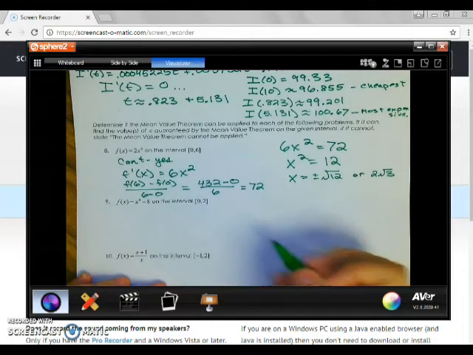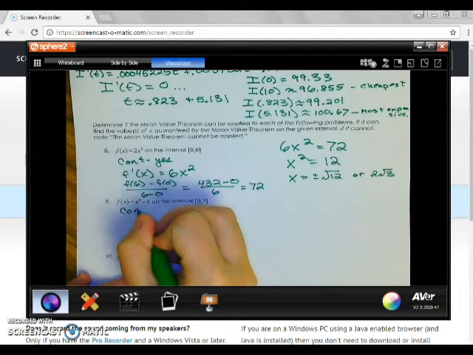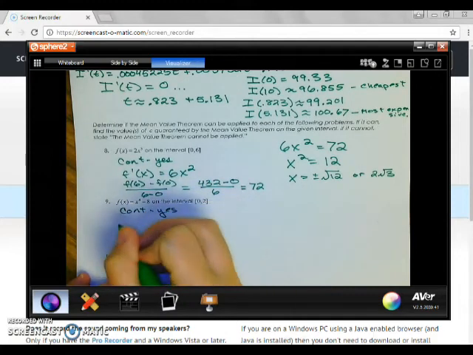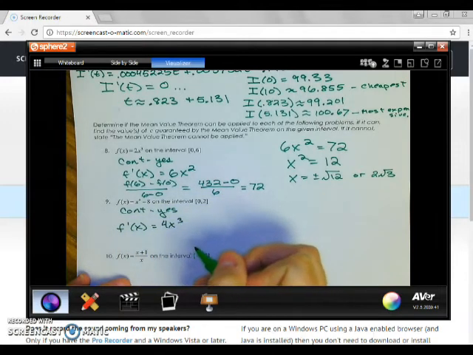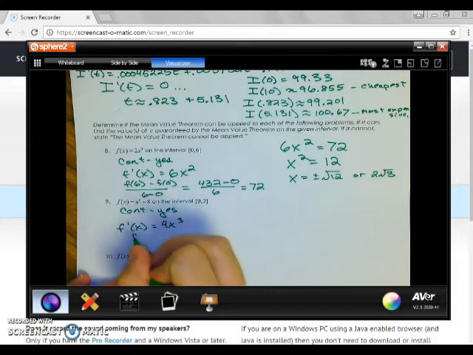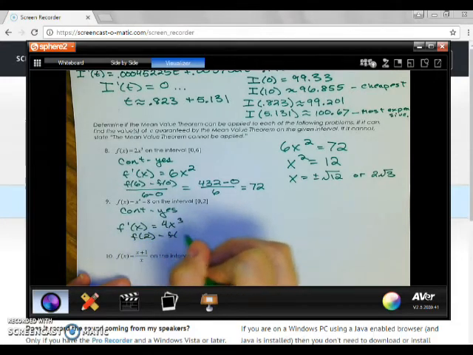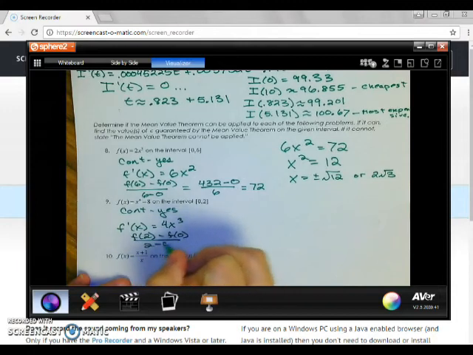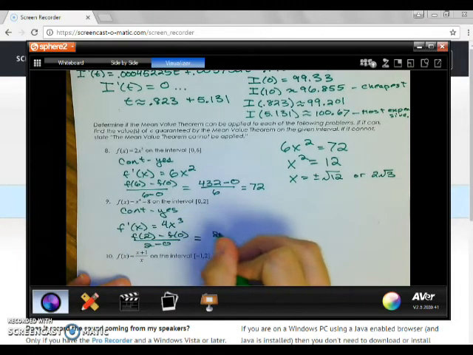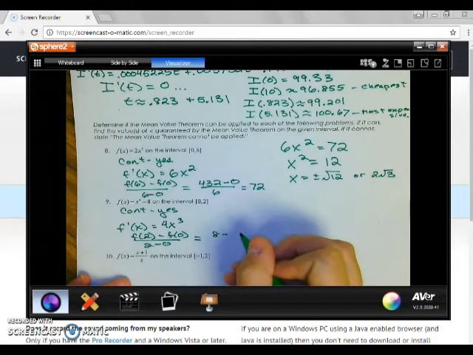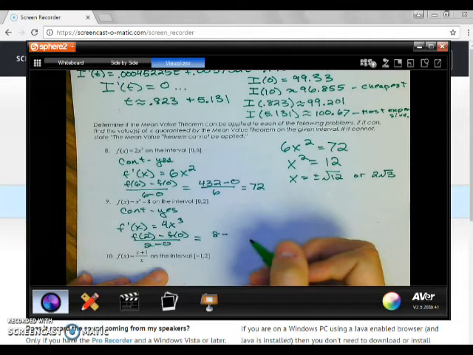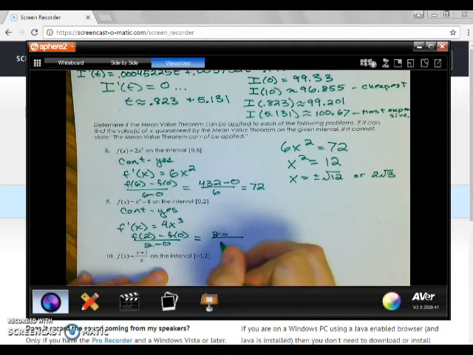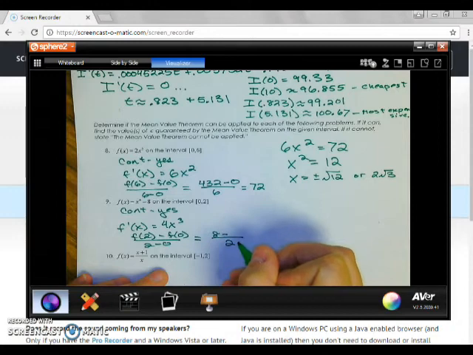Okay, number 9. Very similarly, this is going to be continuous, so I say that it's continuous, yes. I'm going to take the derivative, so that'll be 4x cubed, and I'm going to set that derivative equal to the average rate of change over the interval. So I have to plug in 2, and I plug in 0. So when you plug in 2, you get 8 minus, plug in 0, and you're going to end up with the 0 there divided by 2 minus 0 is going to be 2.